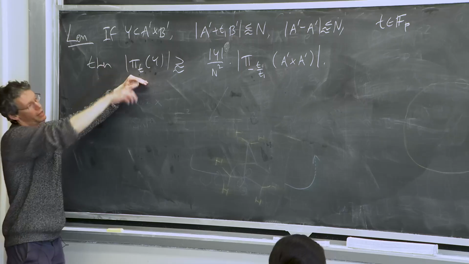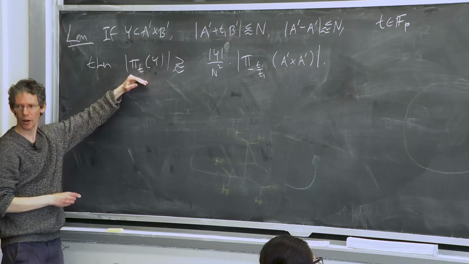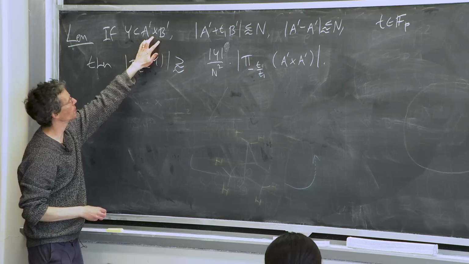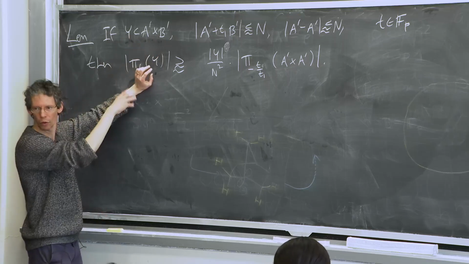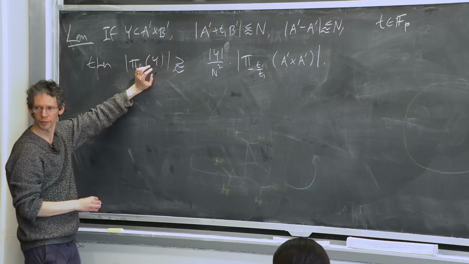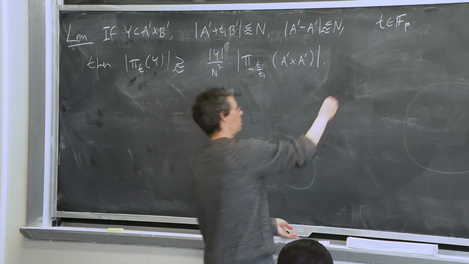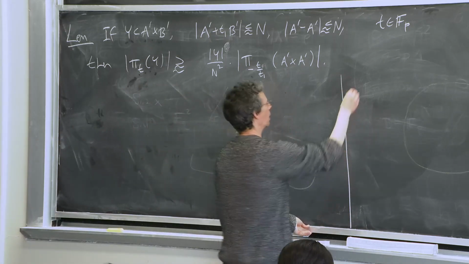This inequality is kind of ruling out the enemy scenario. We're ruling out the possibility that there's a big chunk of A prime cross B prime that got compressed, even though the whole thing didn't. OK. Let me put over here some intuition.